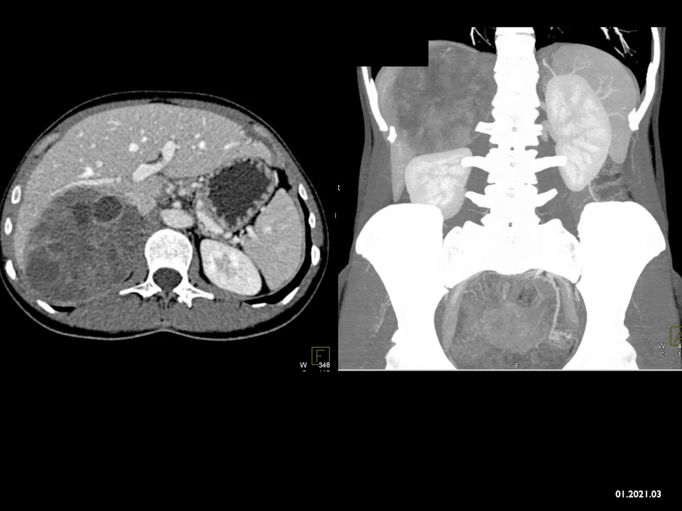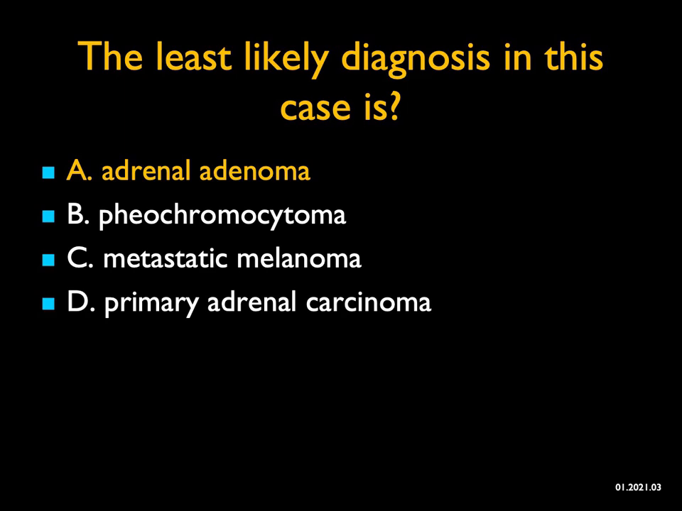An adenoma, that's a big adenoma. We sometimes see large adenomas, but they're usually low density, homogeneous. This is worrisome. This ended up being an atypical pheochromocytoma, but the least likely diagnosis is adrenal adenoma.